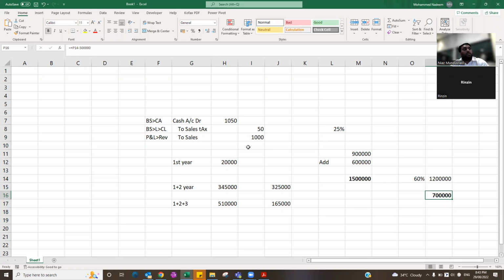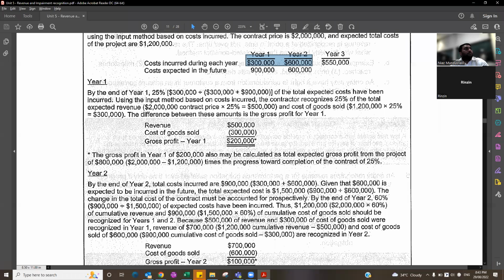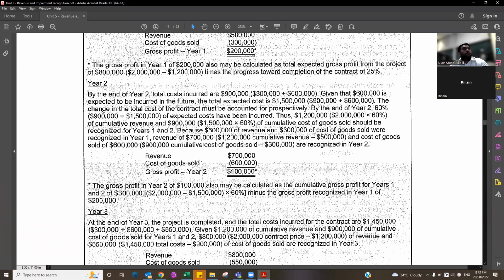And what will be this year's profit? Minus 600,000. So 100,000 will be this year's profit, right? 100,000 is the second year's profit. Got it? Solution.